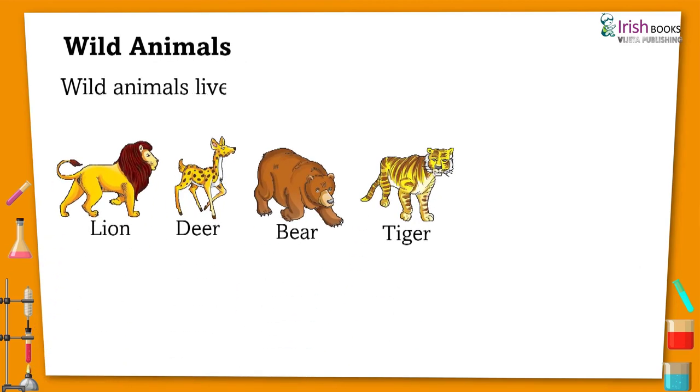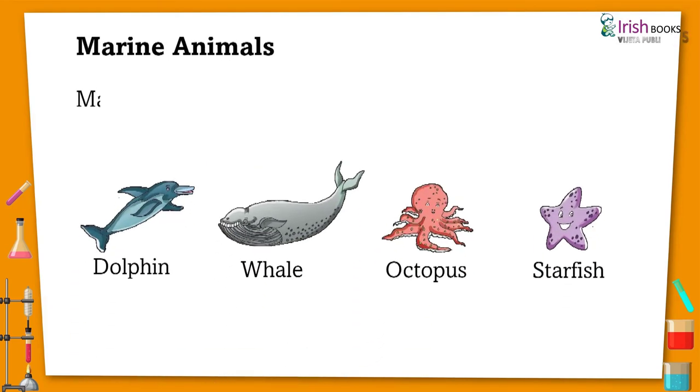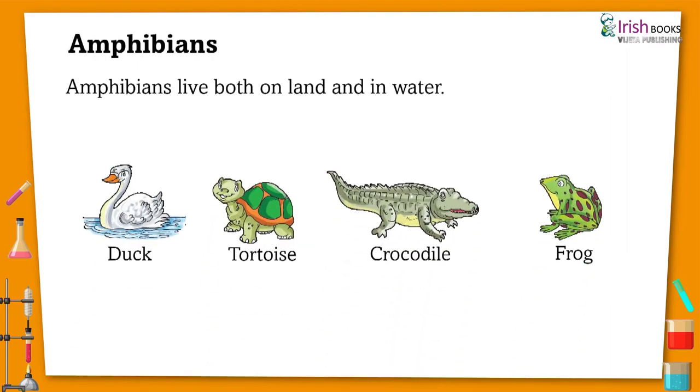Wild animals. Wild animals live in forests, like lion, deer, bear, tiger. Scientific fact. Marine animals. Marine animals live in water only, like dolphin, whale, octopus, starfish. Amphibians. Amphibians live both on land and in water, like duck, tortoise, crocodile, frog.